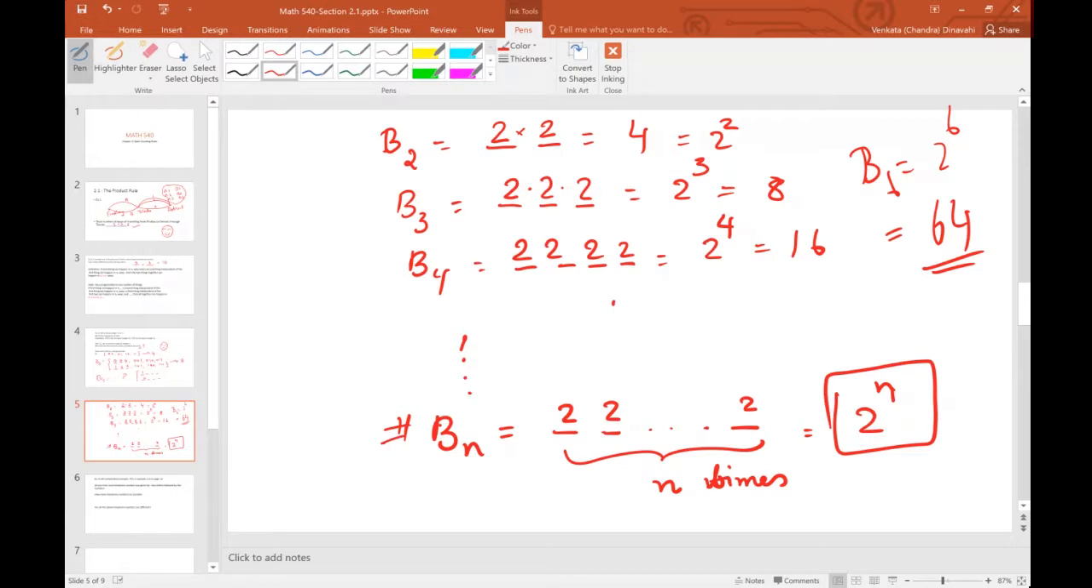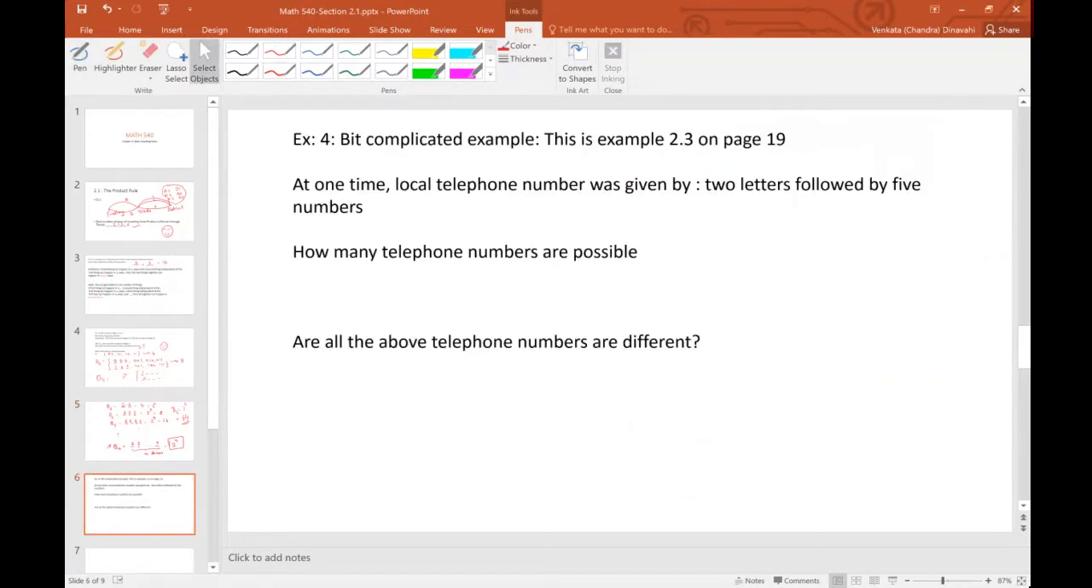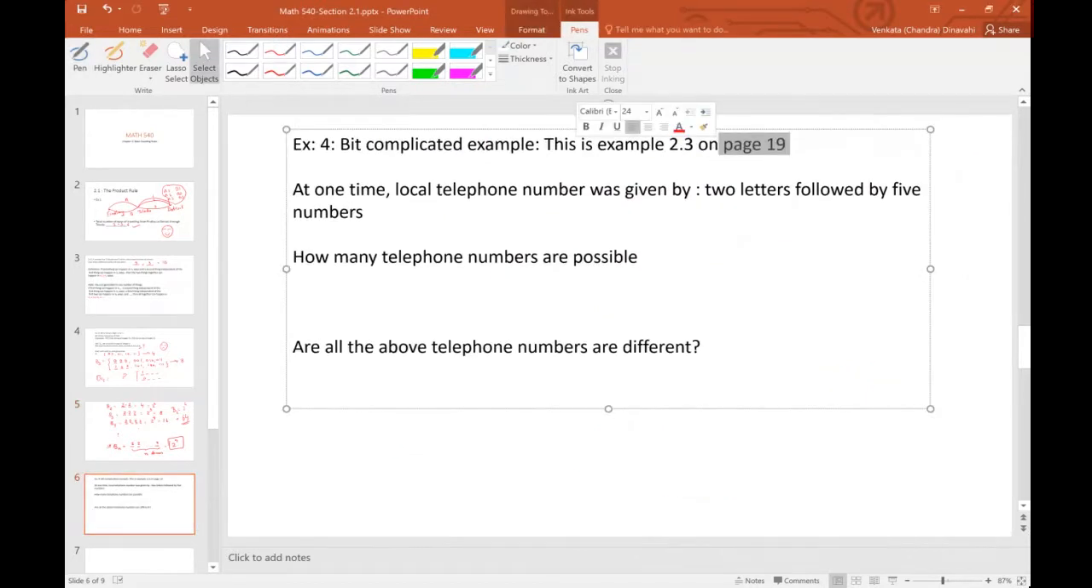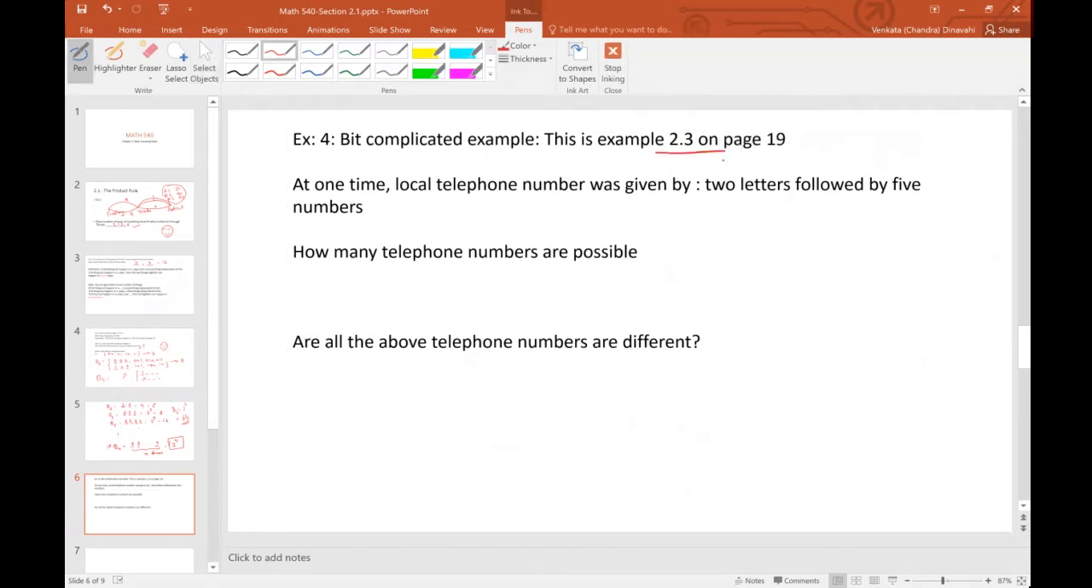Now let us do one more example. Again, this example is straight from the textbook. So if you have the textbook, this is example 2.3 on page 19. Feel free to look. But I feel somehow this is a very interesting example, so I am going over this. Again, this is a practical example. I think it was picked up from history.